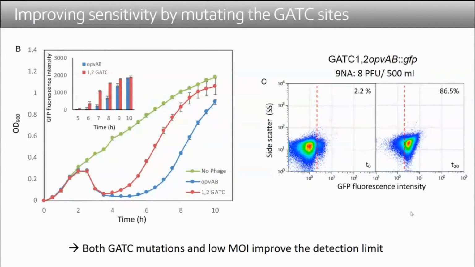So by doing both, decreasing the MOI at the beginning of the infection, and also by using a fusion where the GATC1 and 2 sites are mutated, he was able to lower the detection limit to 8 PFU per 500 milliliters, which is about 15 per liter, which is extremely low. So he was very happy, but not yet finished.